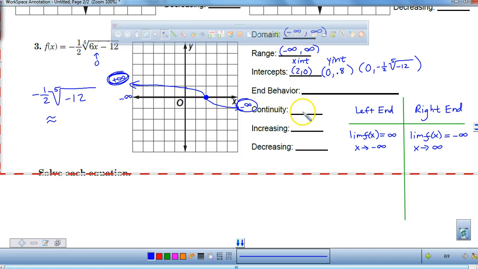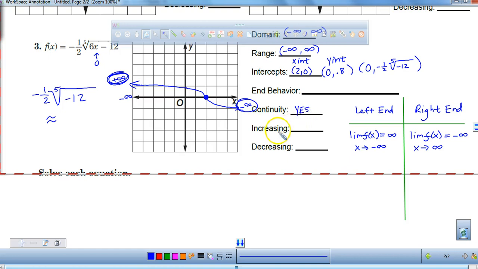Now is this function continuous? Yes, it is continuous. There are no breaks in the graph. There are no asymptotes. There's no jump discontinuity or removable discontinuity. The cool thing is that's the 5th root, so you can pretty much put any odd index right here. You can plug in any number you want. So the continuity right here, you're just going to say yes.